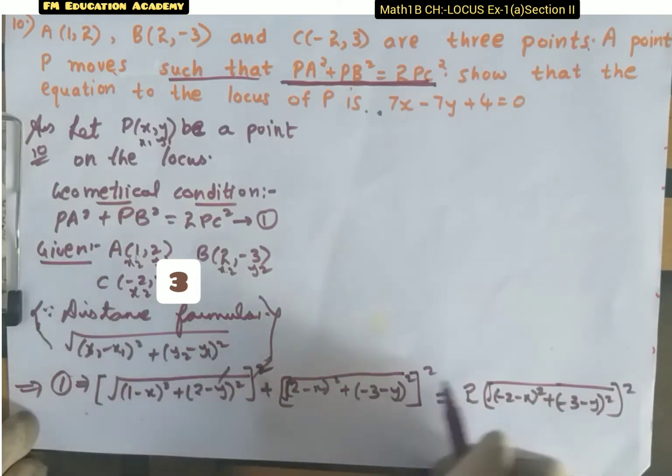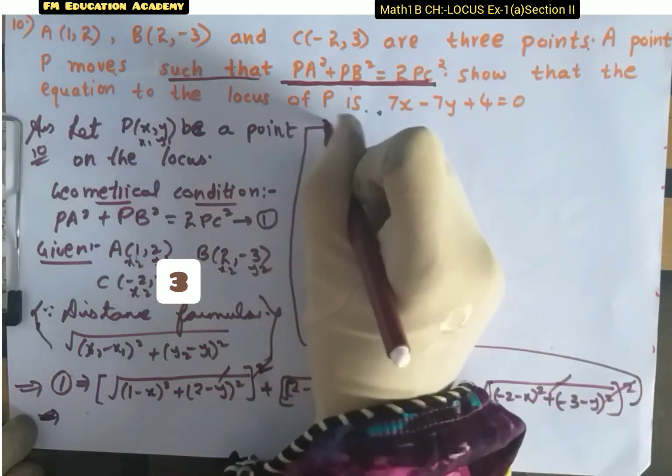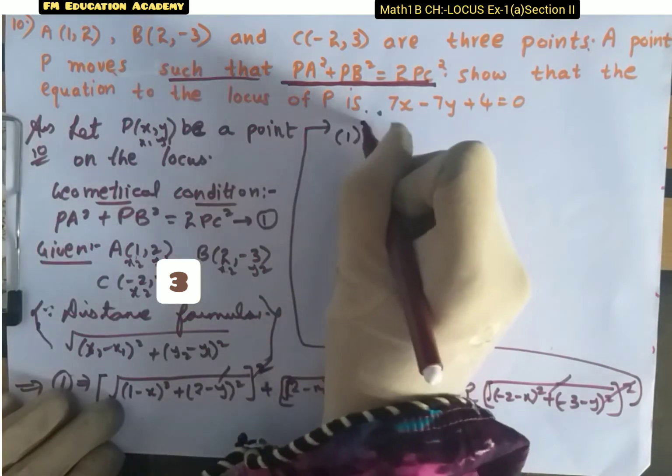So root and square will get cancelled. After this step I am doing here. Okay, so A minus B whole square. What is A? 1. What is B? X. A minus B whole square is A square minus 2AB plus B square. So A square is 1 square minus 2AB.